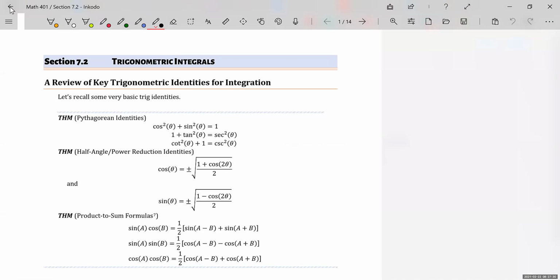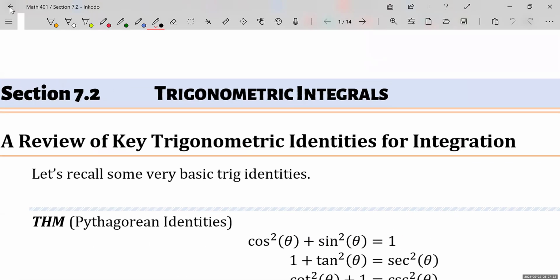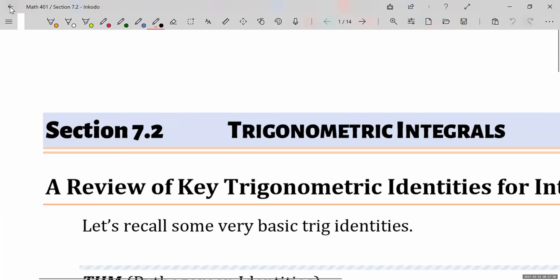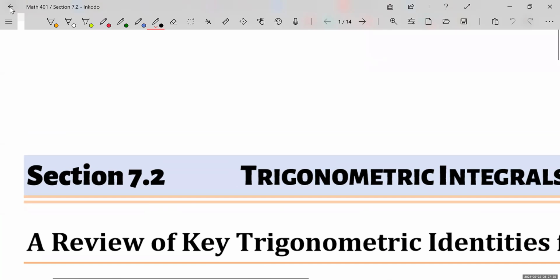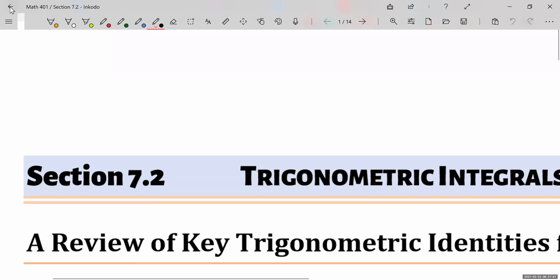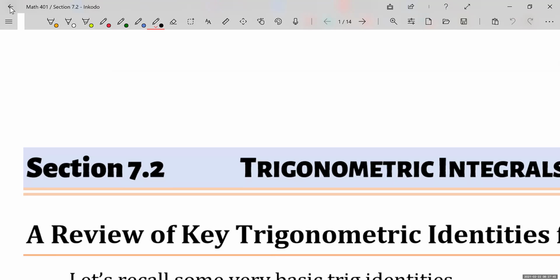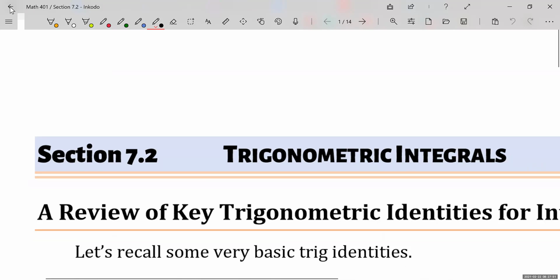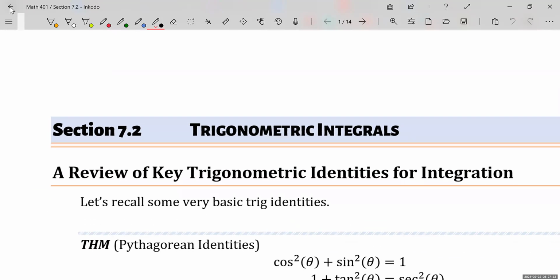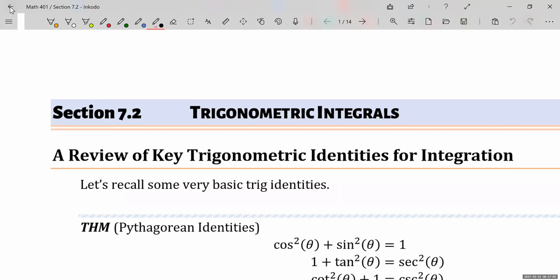Now, this is something that I've often wondered why the author does the way he does. Technically, this material, trig integral section 7.2, could have been done in Calc 1, right after you learned the substitution method. There's nothing that's going to be super new here, other than that you have to remind yourself of some key trig identities for integration. So I wrote them here.